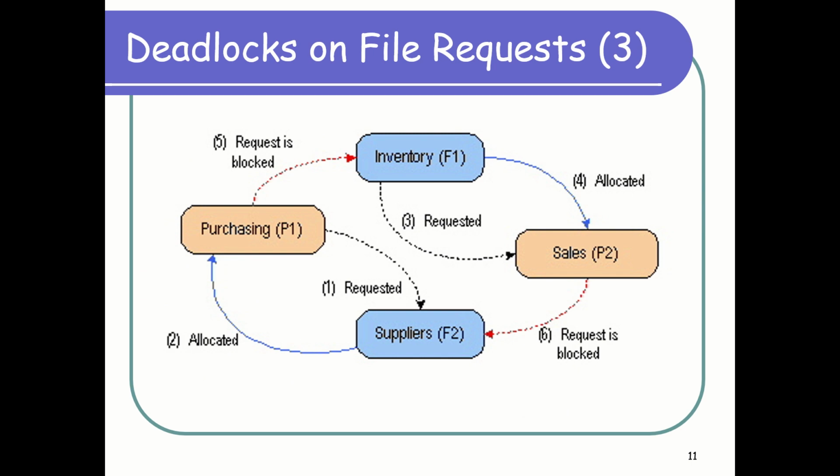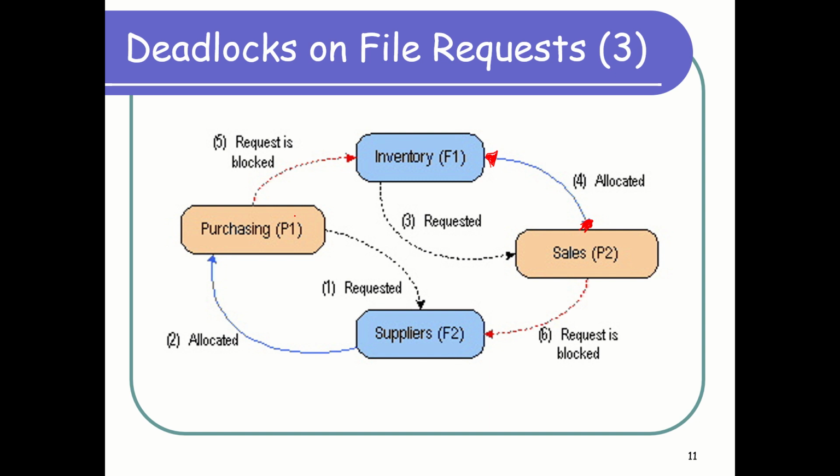So you have here, this is a nicer diagram. You have purchasing P1 requesting the suppliers file F2 and it is allocated. So now suppliers file F2 is serving P1, and the same for inventory F1: sales requested and it is allocated. Sorry, this is the wrong arrow, this is the real arrow. Ignore this. So request and allocated.